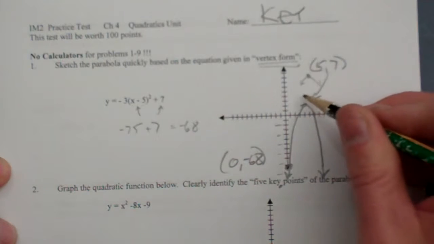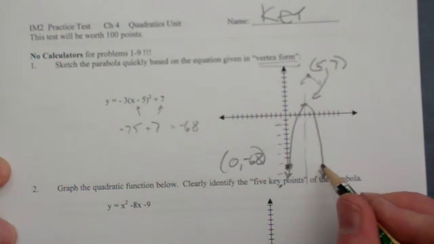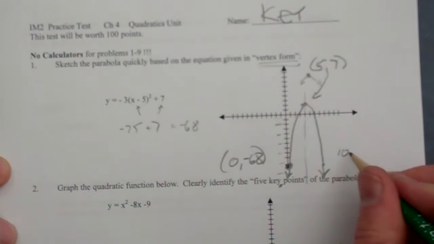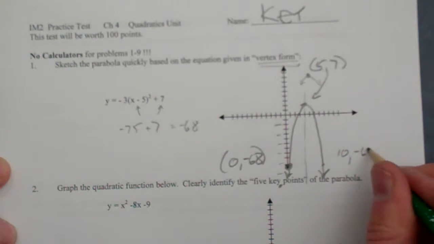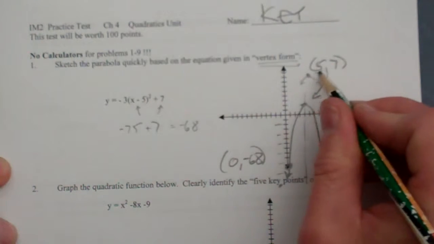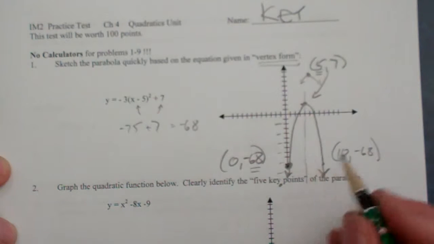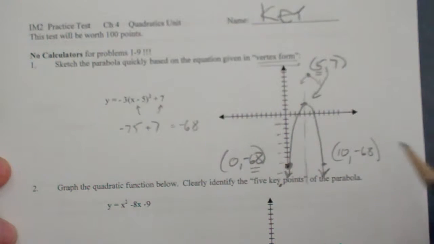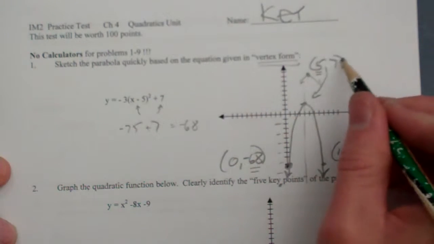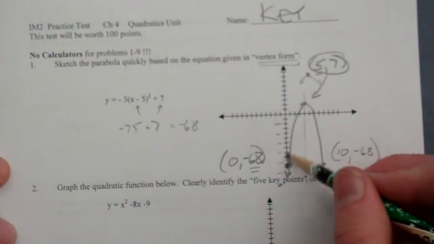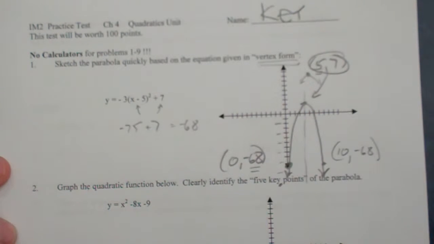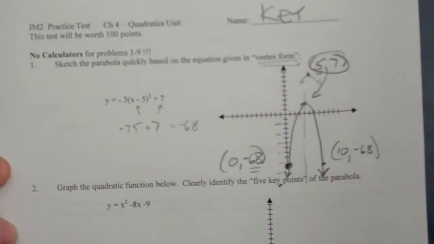Okay. If you wanted to sketch a symmetric point over here, that's easy. That's just going to be (10, -68), because it's always going to be double that and at that same level. But you do not need to do that. You just need to get the vertex right there correct, and then show the direction being correct, and then try to find one other point. The y-intercept is a good one.